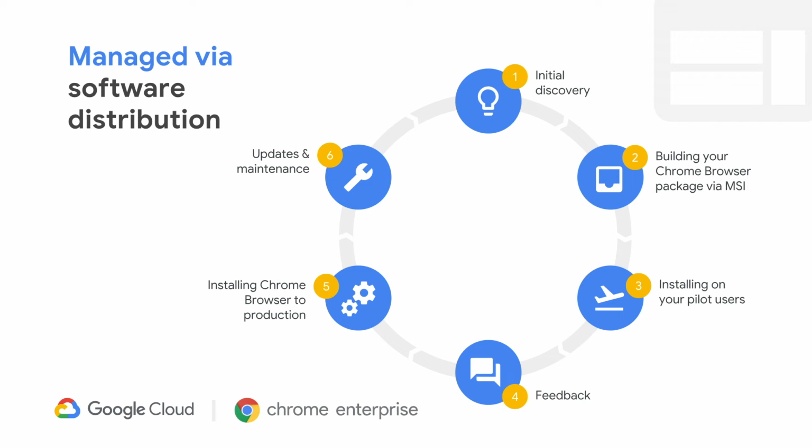Once you've done this discovery, you'll want to build out your enterprise Chrome package using the MSI that we saw when we visited chrome.com/enterprise. The next thing you want to do is identify a group of pilot users to install this on. Based on the feedback you receive and any of the change management or release management processes you need to go through, you can move through that step. Then you'll move on to installing Chrome into your production environment. Once you've done that rollout, you can focus on updates and really put yourself in maintenance mode around the browser.